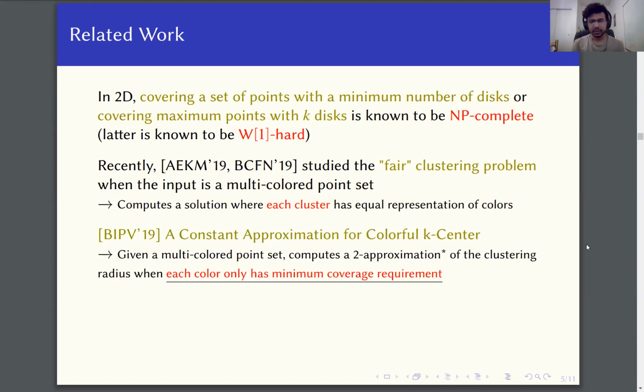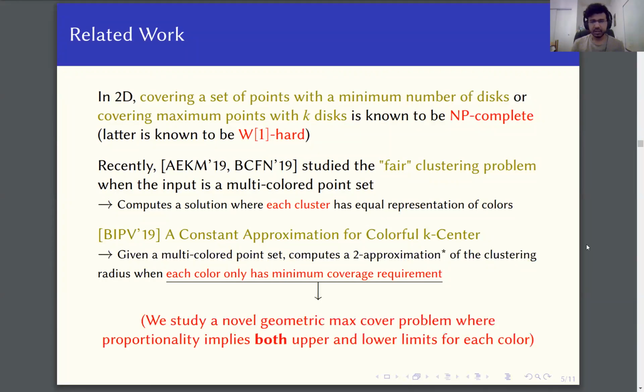In another line of work, Bandyopadhyay and others studied the colorful k-center problem. Given a multicolored set of points, their algorithm computes a two approximation of the clustering radius when each color only has a minimum coverage requirement. In this work, we study a novel geometric max coverage problem where proportionality implies both upper and lower limits for each color. We note that having both upper and lower limits significantly increases the complexity of the problem.